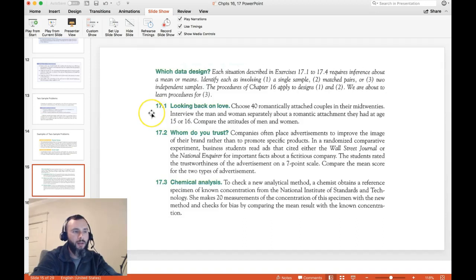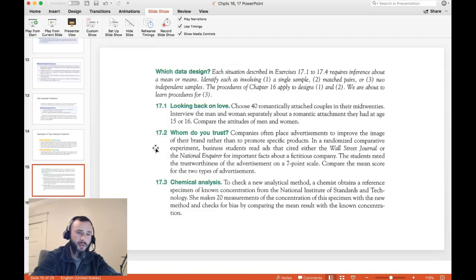Okay, what about this one? Looking back on love. Choose 40 romantically attached couples in their mid-20s. Interview the man and woman separately about a romantic attachment they had at age 15 or 16 and compare the attitudes of the men and women. This is a matched pairs design because the attitudes of husbands and wives may be connected, so we must keep them together.